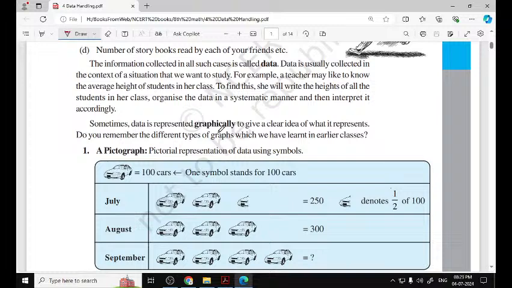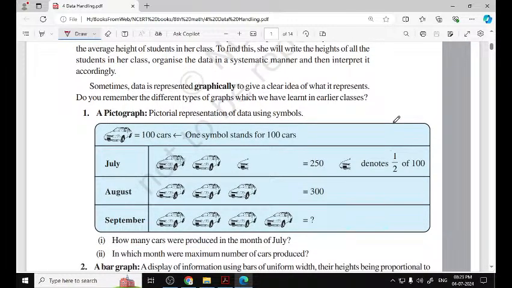Sometimes the data is represented graphically to give a clear idea of what it represents. Do you remember the different types of graphs which we have learned in earlier classes? This is the pictograph. You will see here pictures of a car. Each picture represents 100 cars.